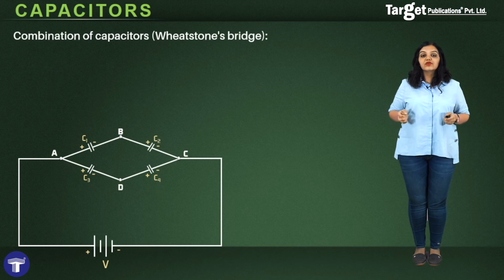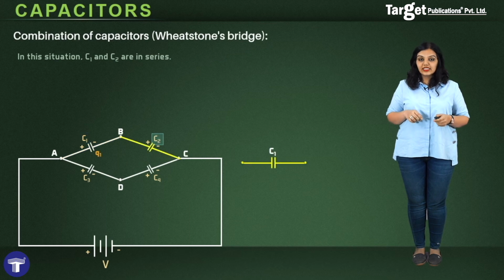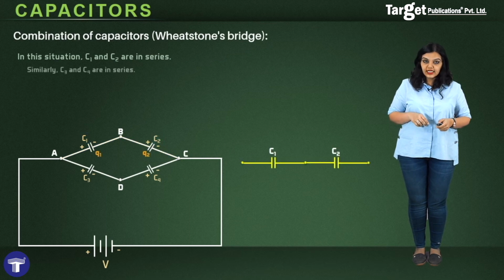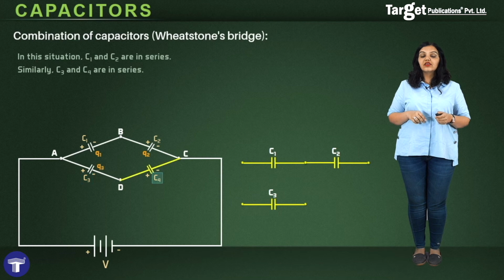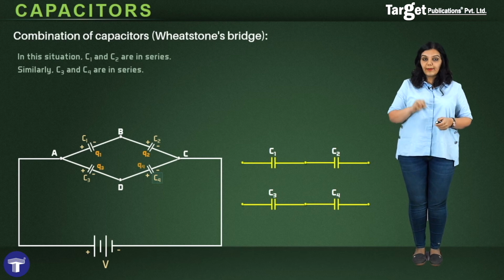Now it's very simple to see that C1 and C2 are in series. You can see that they're connected on one side. So C1 and C2 are in series. Similarly, we will see that C3 and C4 are also in series. They are connected on one side. Now we can apply the formulae for the series capacitances.